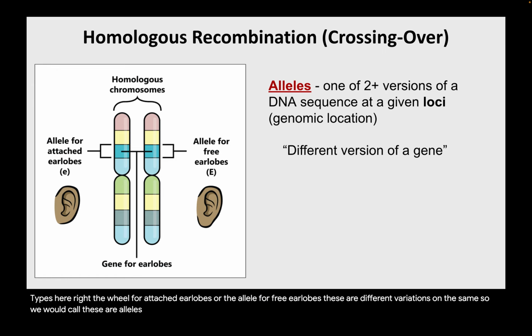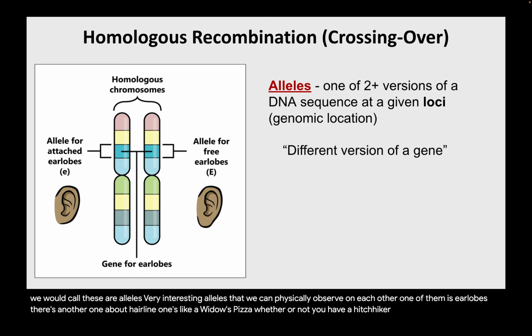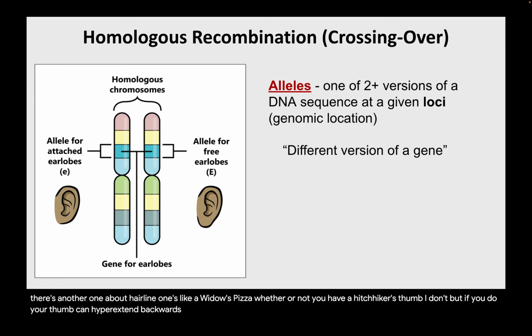A lot of very interesting alleles that we can physically observe on each other. One of them is earlobes. There's another one about hairline. One's like a widow's peak, one's not. Whether or not you have a hitchhiker's thumb. I don't, but if you do, your thumb can hyperextend backwards. Those are all different variations of a gene.